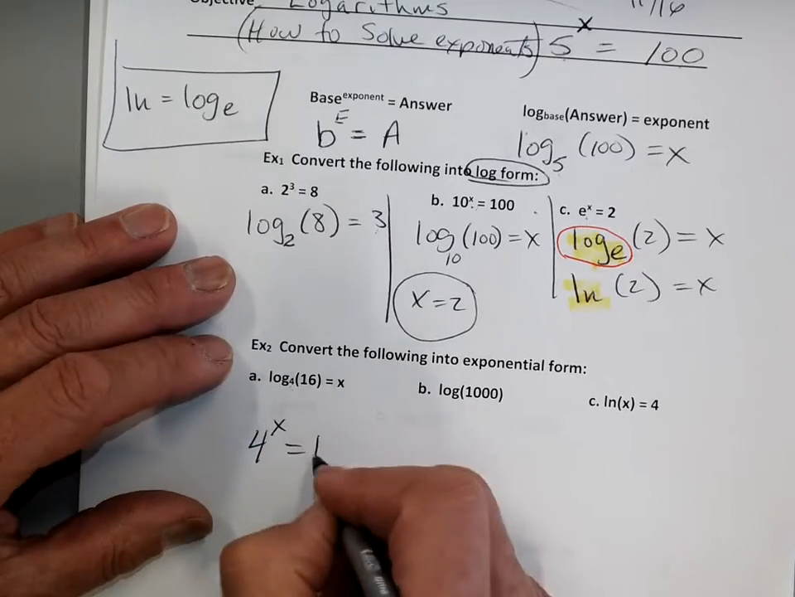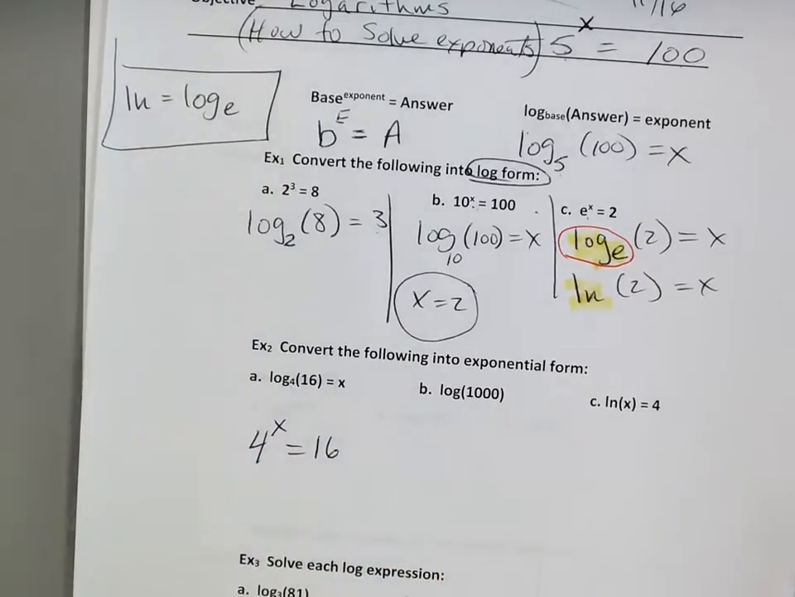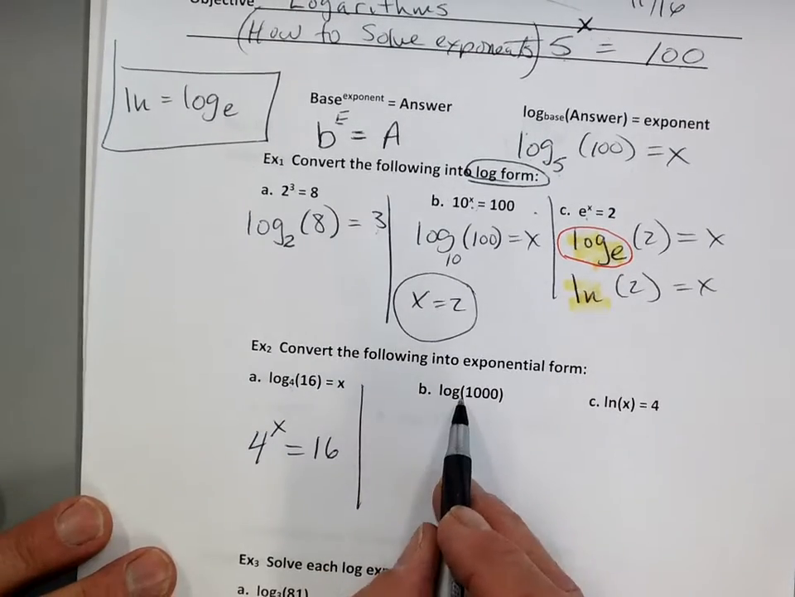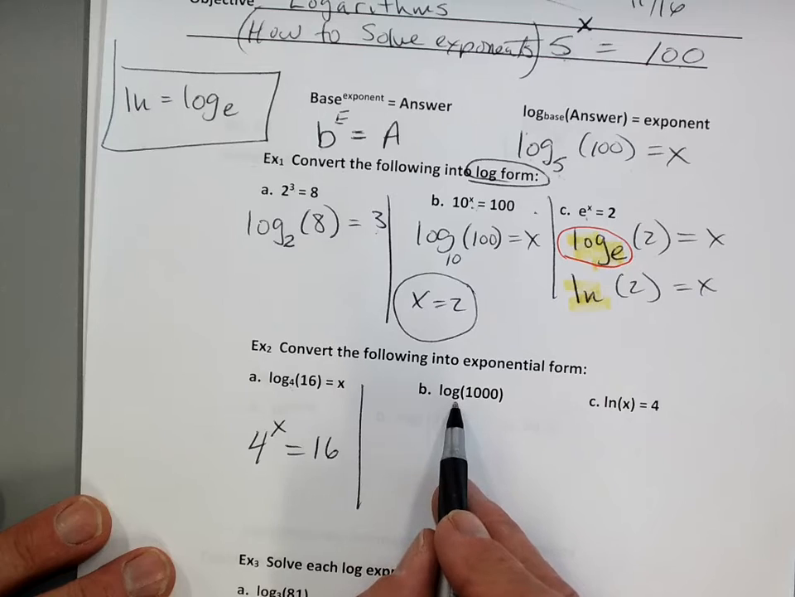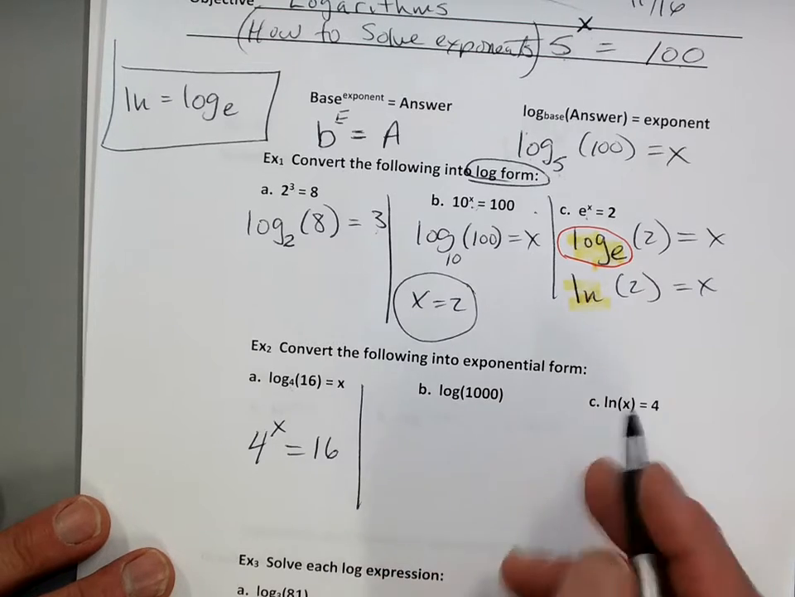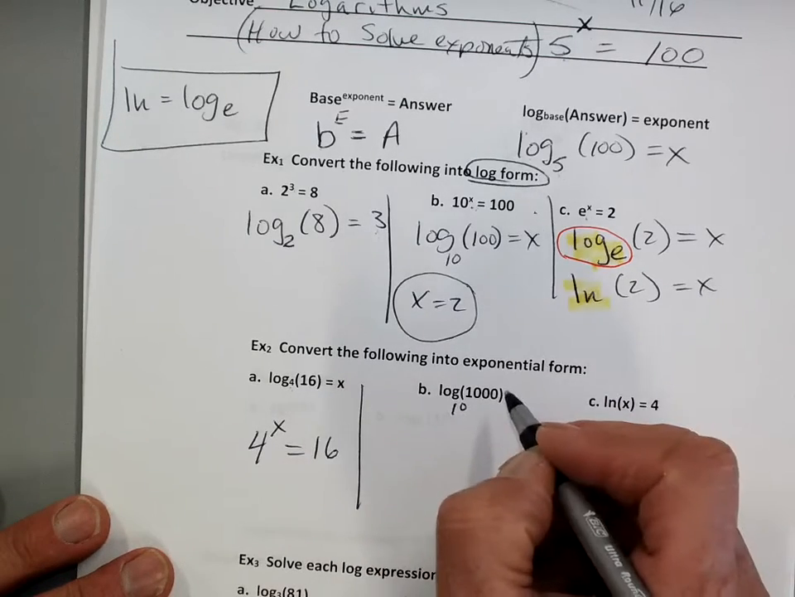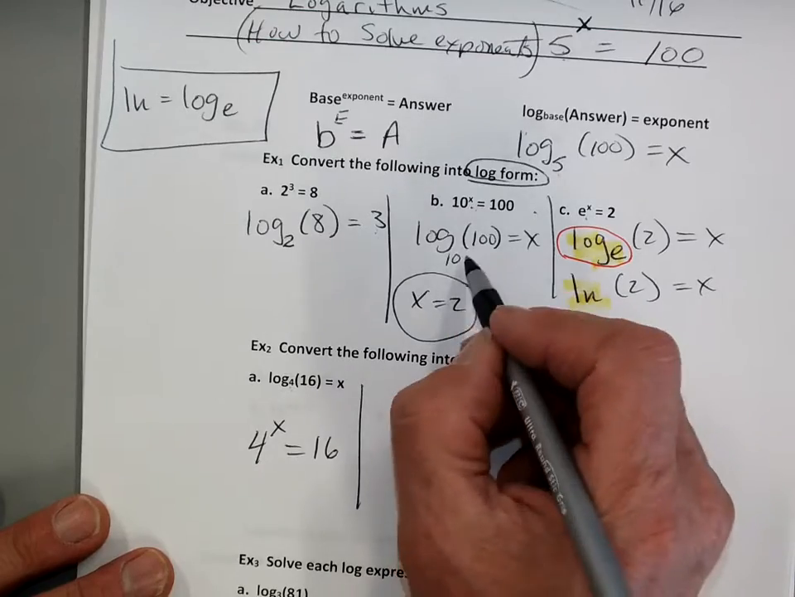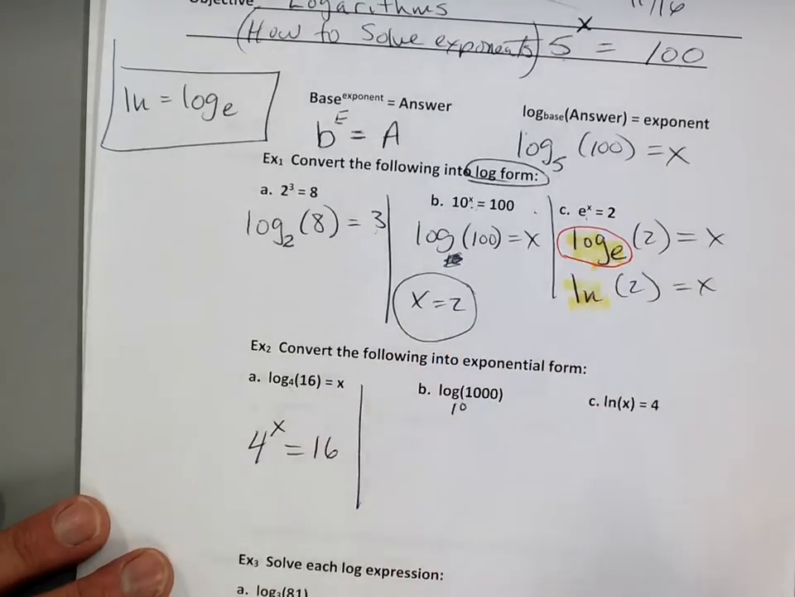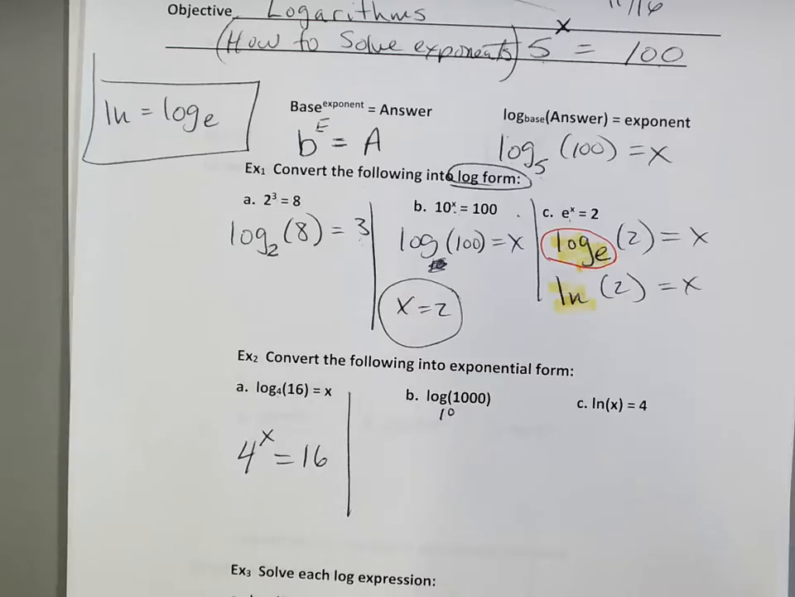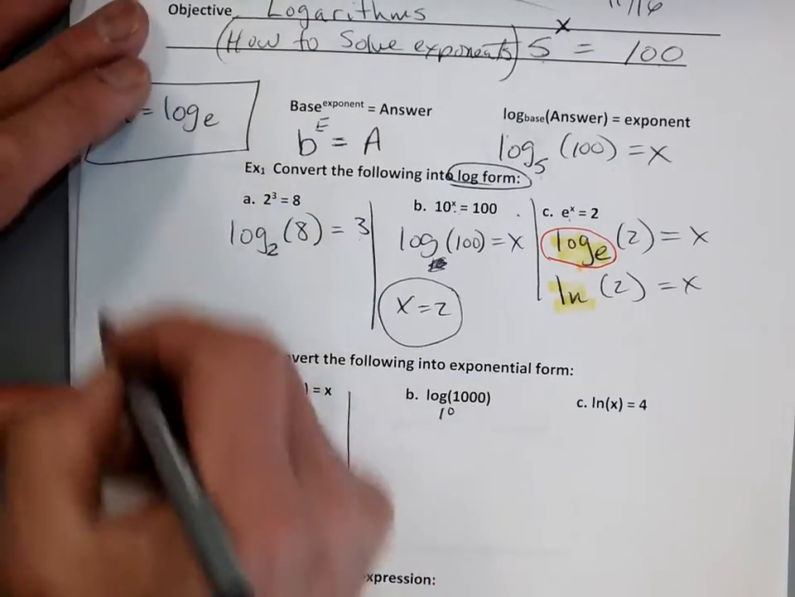4 to the x equals 16. Okay. Now, in B, if there's no number, the number's invisible. It's always 10. So that means up here, in this example right here, I didn't even need to write the 10, because if there's no number, it's implied 10. So let me write that down, okay?